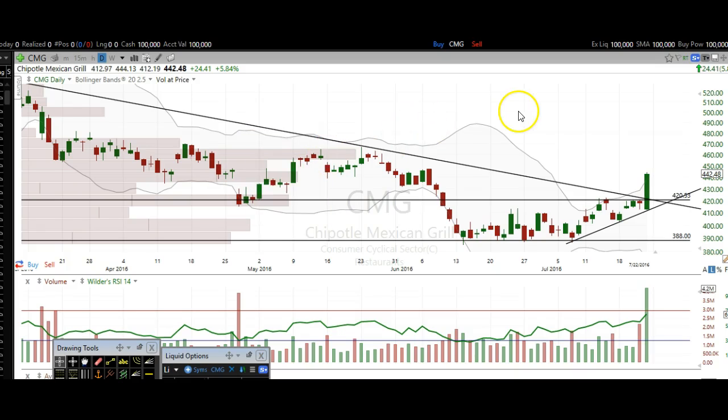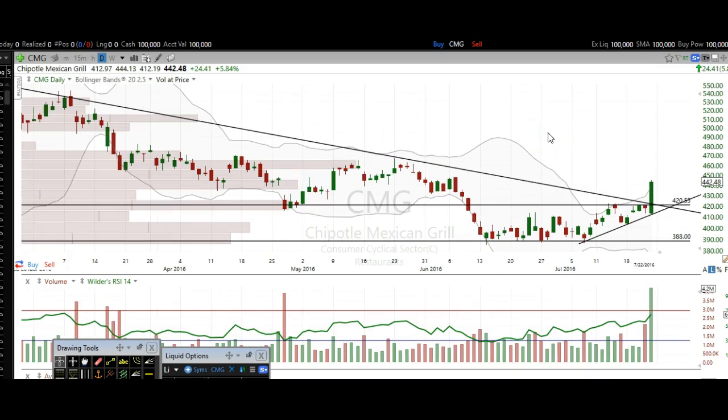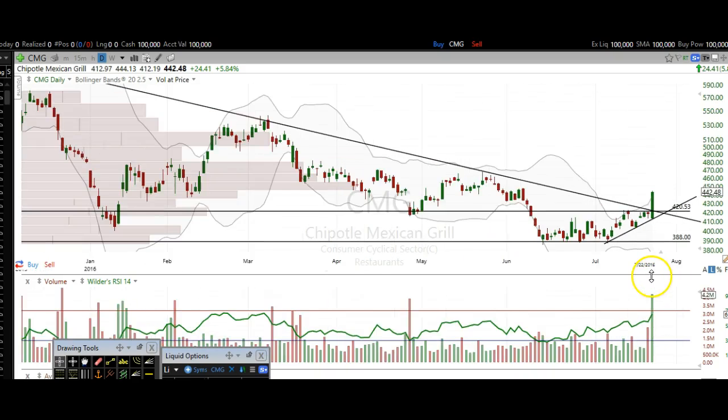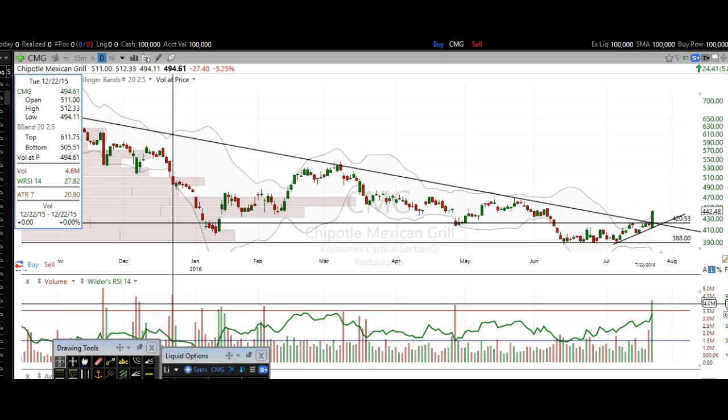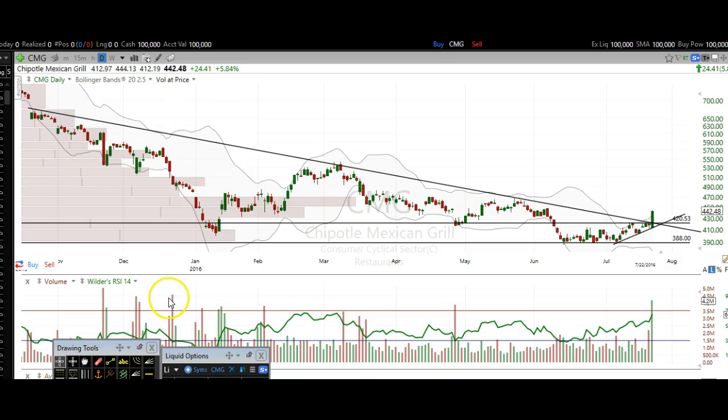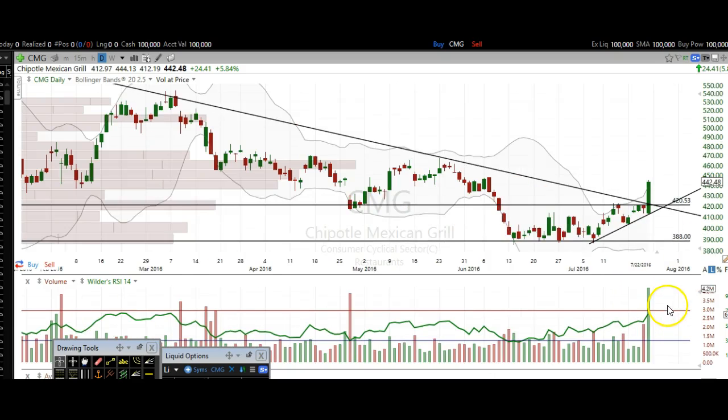Next, I want to cover Chipotle. Look at this volume right here. It is, what is that? The biggest volume day since the biggest volume day of 2016, and right here we had more volume over here. So biggest volume day since December of 2015. So quite a bit of volume came into Chipotle.